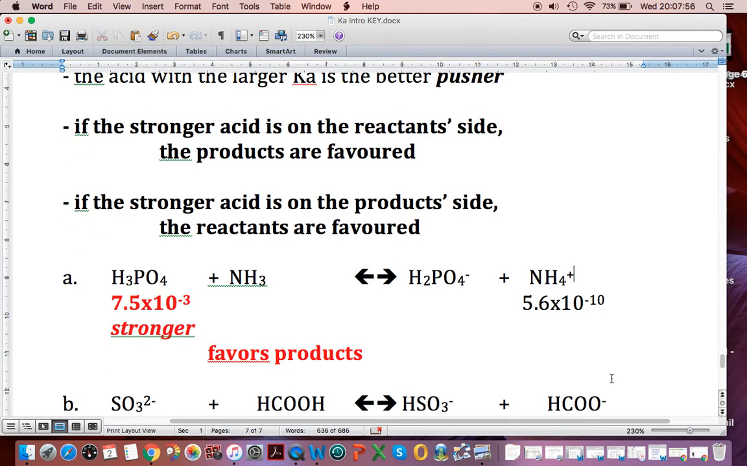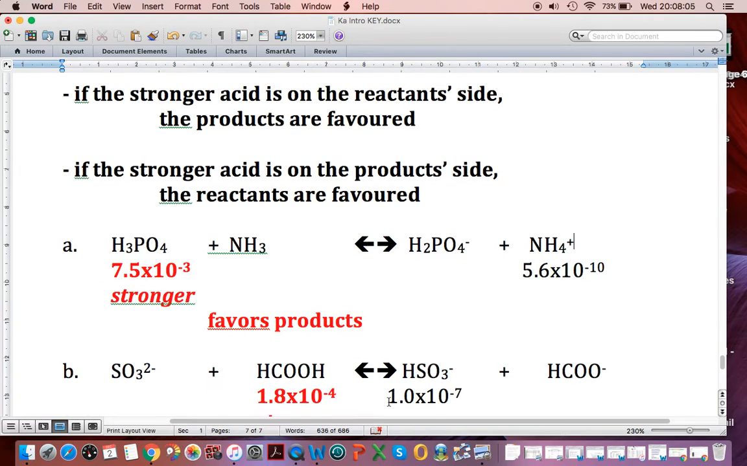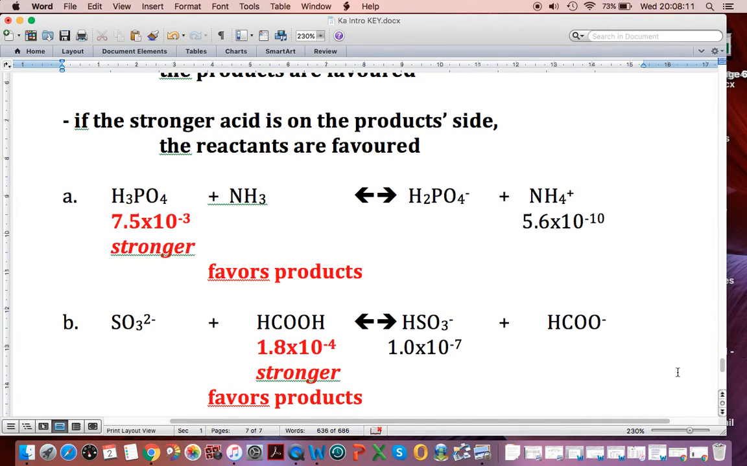For B, I do the same thing, identify conjugate acids. I say there's a conjugate acid, and there's a different conjugate acid. So I get the Kas for both of those. I put it in red to illustrate this is a bigger number, stronger acid, and again, it favors the products. Hopefully not all of these say favor the products, or else that's what you're always going to guess. And that will be wrong.